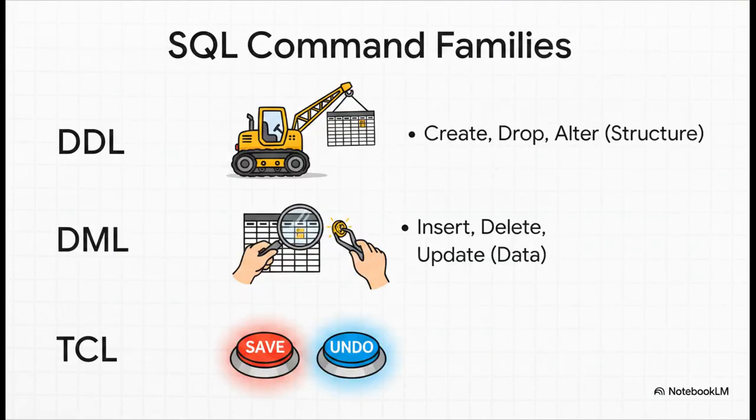To keep things organized, the notes break SQL commands down into distinct families, kind of like different tools in a tool belt. DDL commands, like create or drop, they're the heavy machinery. They build or destroy the actual tables and structures. DML commands, like insert or update, are your precision tools. They manipulate the rows of data inside those structures. And TCL commands like commit and rollback. Those are basically your save buttons and undo buttons.